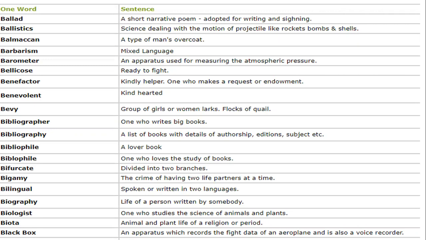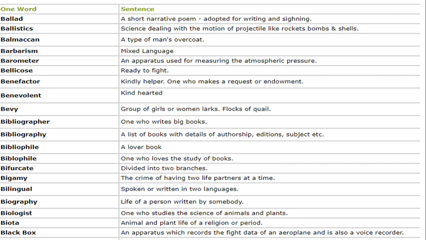Benefactor, kindly helper, one who gives help on request. Benevolent, kind hearted person. Bevy, group of girls or women, larks. Bibliographer, this is very important again, one who writes about books is said to be bibliographer. And bibliography, a list of books with the details of authorship, edition, subject, etc. And bibliophile, a lover of books.